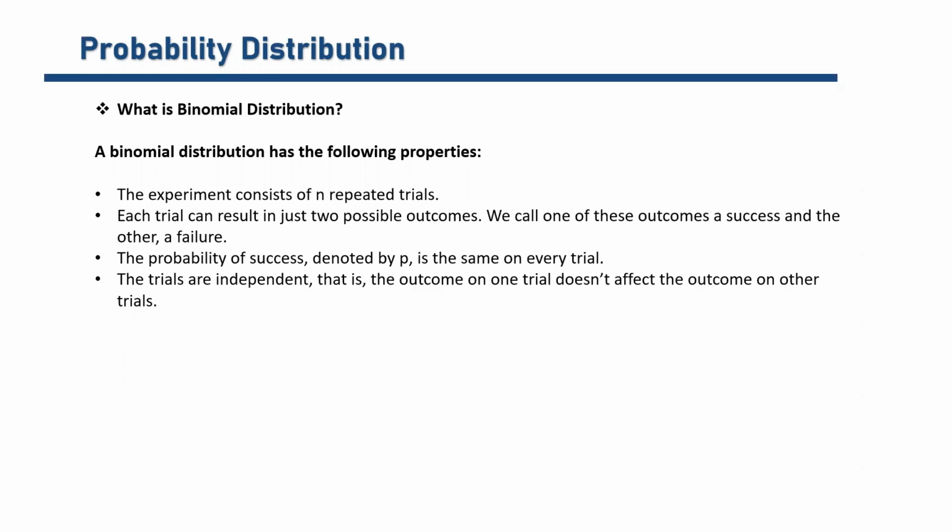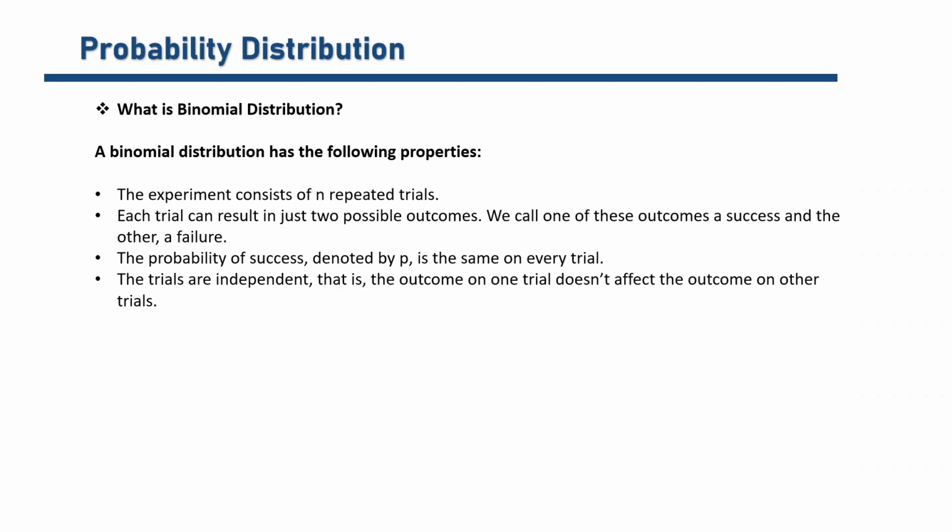So the probability of success, which is P, is the same on every trial. And the trials are independent. That is, the outcome on one trial does not affect the outcome on the other trials. It's very easy to understand that if I flip a coin for the first time and get a head, this does not affect the second time I flip my coin, right?